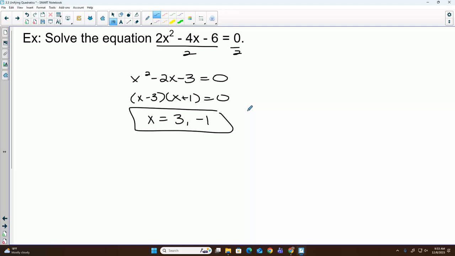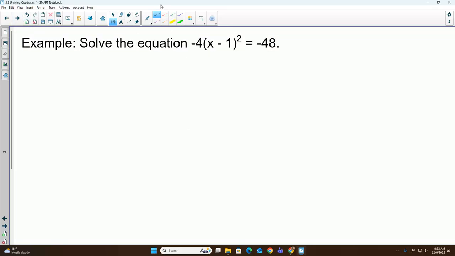How many solutions do we always get on these? 2. If you're drawing a graph, where do those solutions go on the graph? We talked about it when we were doing our inequalities. Those solutions right there are where you would hit the x-axis. Remember, so if we were solving inequalities, we would draw a graph. Think of it hitting the x-axis there. All right.